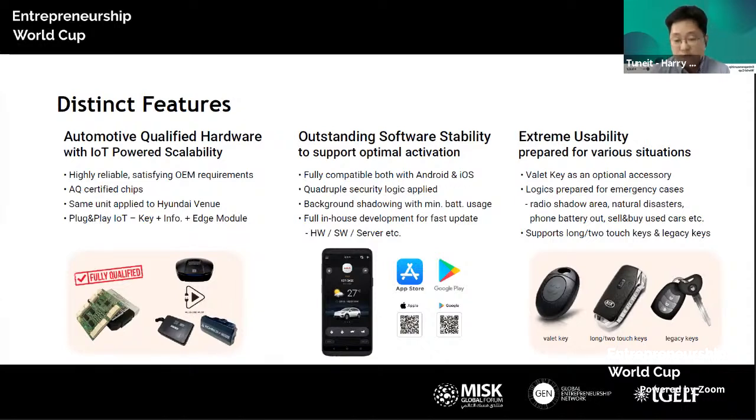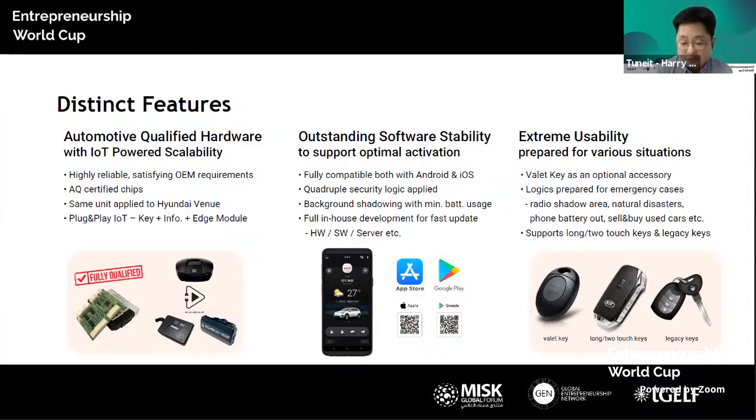It satisfies automotive qualifications working through plug and play. This combination feature powers us to have scalability and flexibility. Hyundai does not support iOS yet, but we fully support Android and iOS both. To make wireless connection stable and safe and minimize phone battery needs, high-level software engineering is used. On top of that, quadruple security logic is applied.